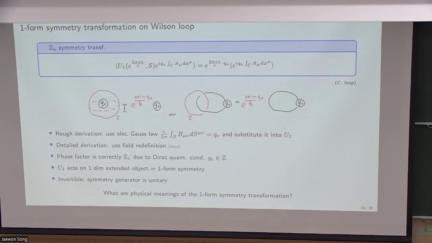A rough derivation of this correlation function is as follows. We use the electric Gauss law in the presence of the test particle. The Gauss law can be written like this. In the presence of the test particle, we have the charge of the test particle, and we substitute this relation into the symmetry generator, and we have this phase. This is a rough derivation based on electromagnetism. But I will use this symmetry transformation in terms of the correlation function, so let me explain the derivation of the correlation function in detail.